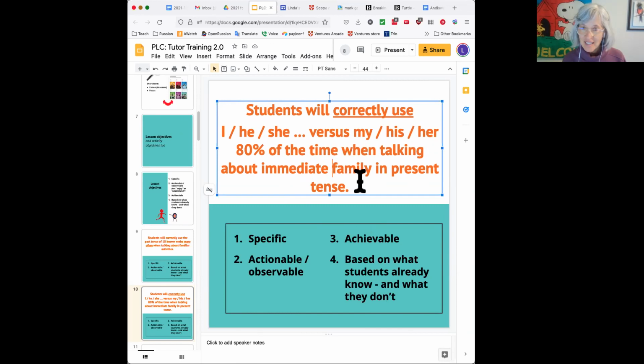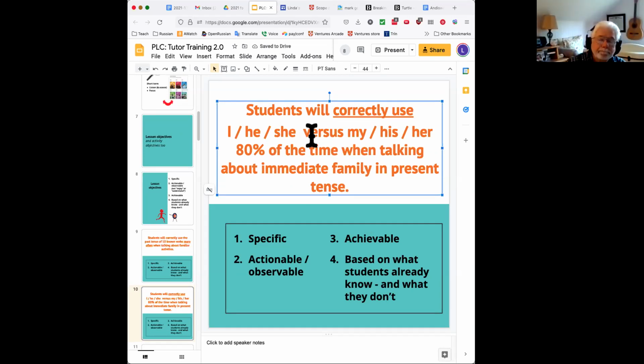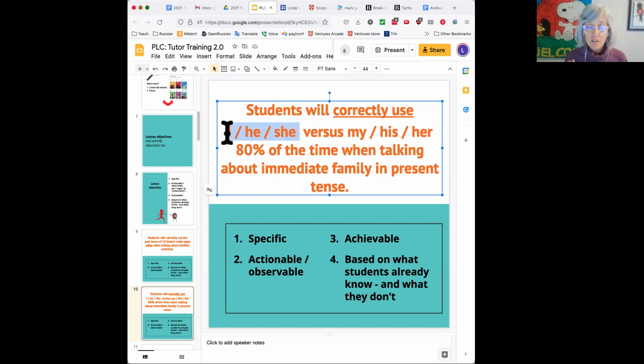Judy, do you need the "versus"? I mean, the idea is that they should use I, he, she, and I think it's confusing to say this is what you shouldn't do. So just say this is what you should do. That would be something different. That would be an important objective to correctly use these pronouns. In this case, for a class that already knew this, we want them to be able to choose: am I using my or I?